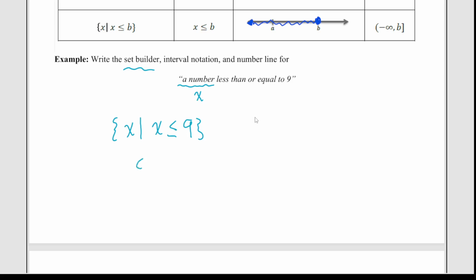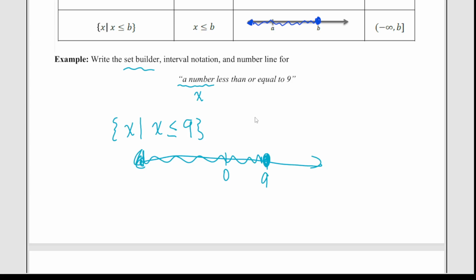I actually think that the interval notation is easier to draw after the number line. So I'm going to have a reference of 0. I'm going to draw a 9. Since it's or equal to, I'll use a closed circle on the 9. And then it says less than, so we're going to shade to the left.